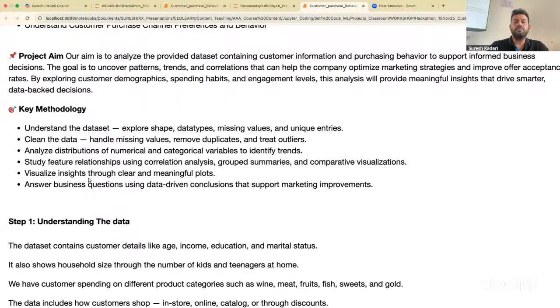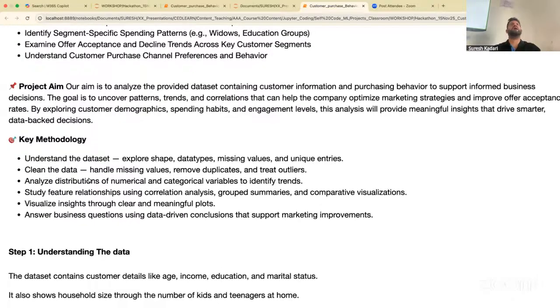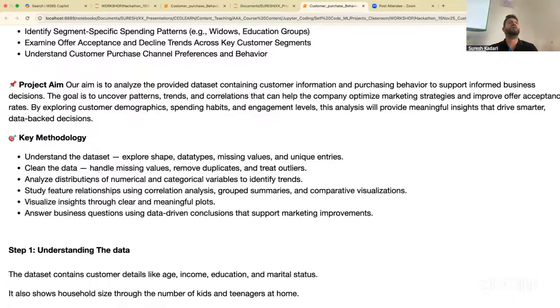So here we have this and key methodology. Then I go with understanding the data and all this stuff. Now I ask you, many of you have achieved something, but others have not. Take it like a senior to junior talk. What do you expect from the hackathon? If you can't do this or you are not doing this, then how do you expect to get jobs?